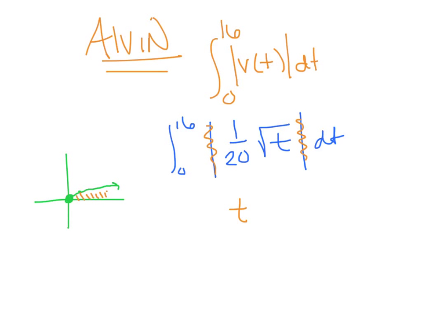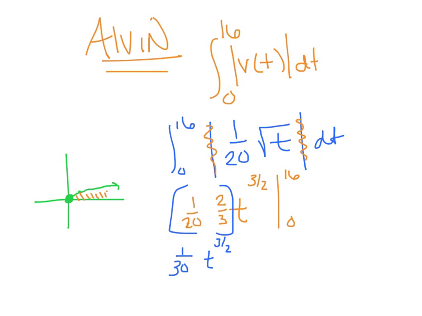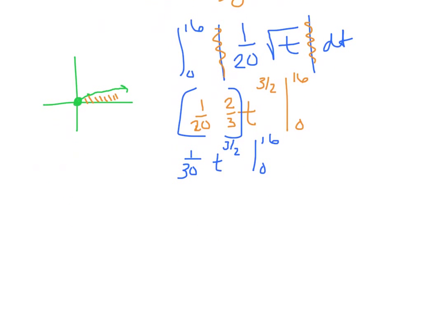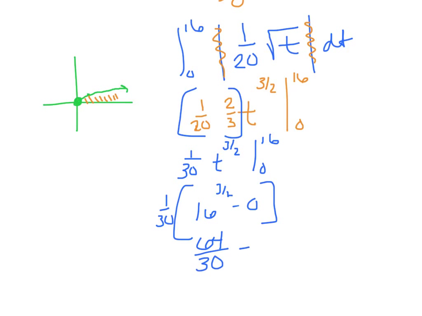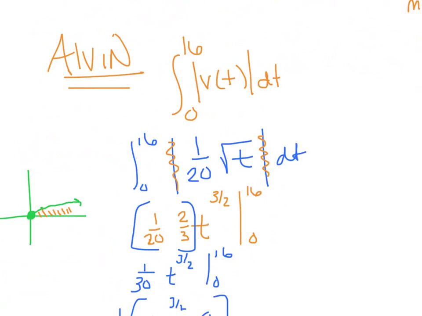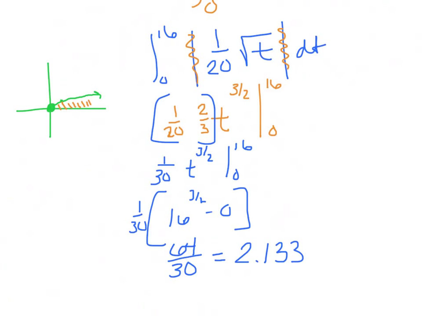This is t to the 1/2, so t to the 3/2 times 2/3 times my 1/20 from 0 to 16. So I'm going to multiply these numbers out front. So that's 1/30 t to the 3/2 from 0 to 16. Let's see, so I've got 1/30, 16 to the 3/2 minus 0. Square root of 16 is 4. 4 cubed is 64. I get 64/30, which is approximately 2.133. So who traveled further? 2.35 compared to 2.133. I would say Brina traveled further.